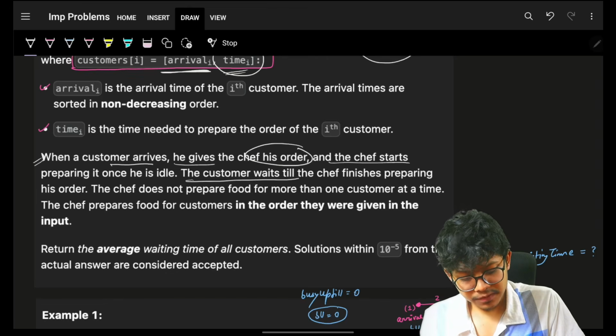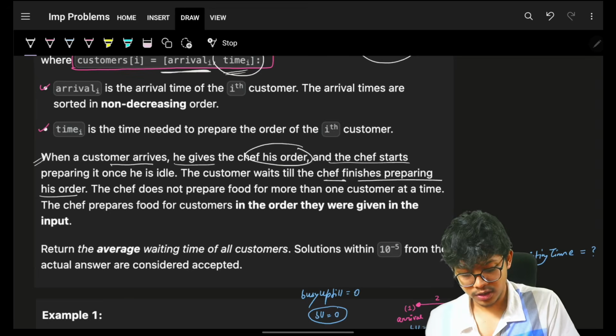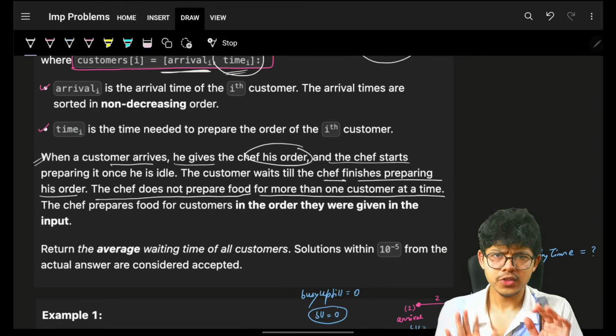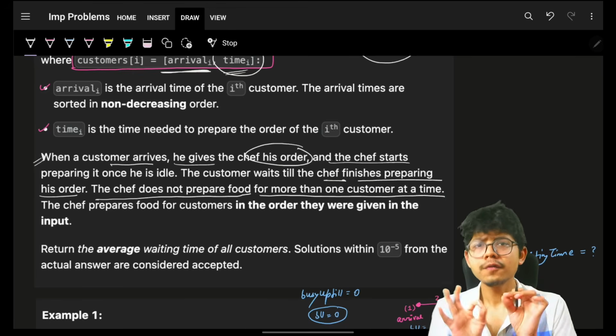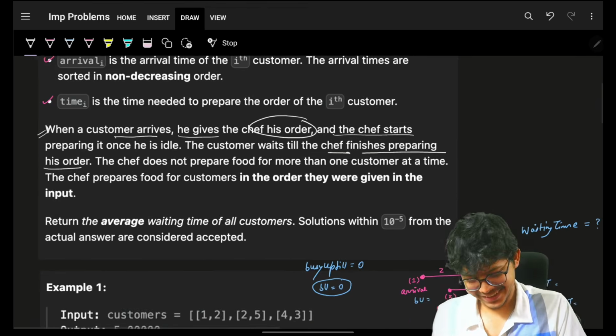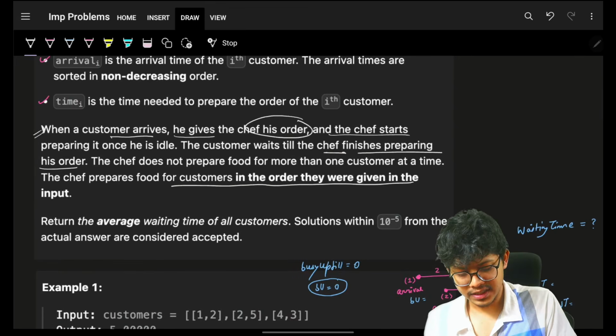Now the customer waits up till the chef finishes preparing his order. The chef does not prepare food for more than one customer at a time, which means the chef will prepare one food at a time. He is, you know, single threaded. The chef prepares food for customers in the order they were given in the input.